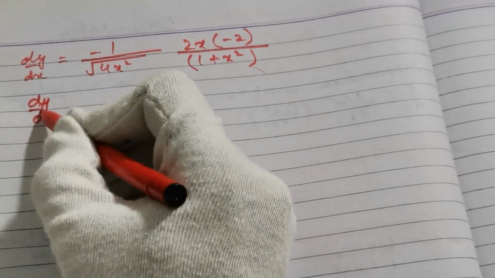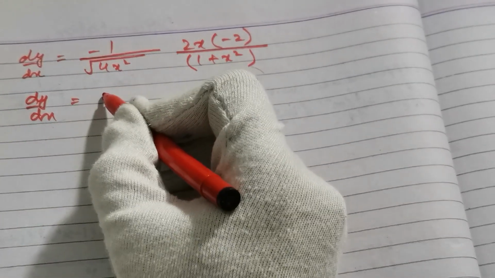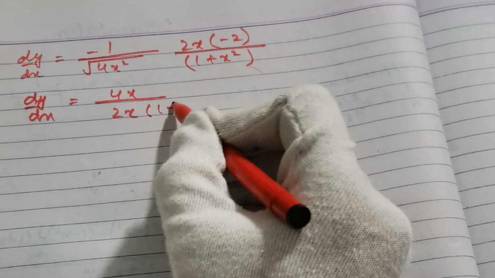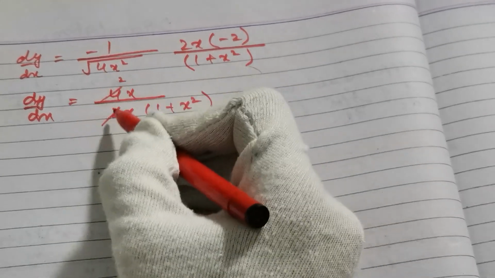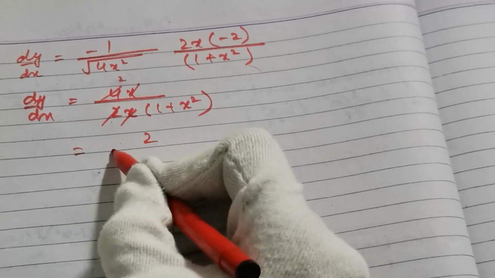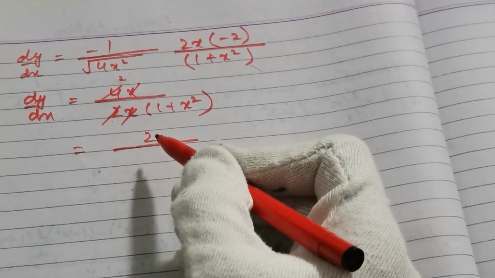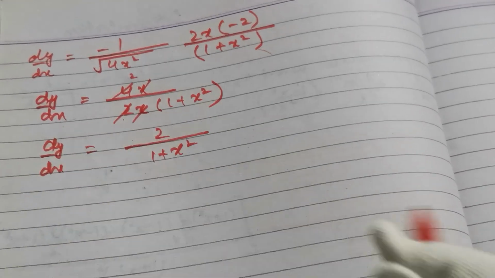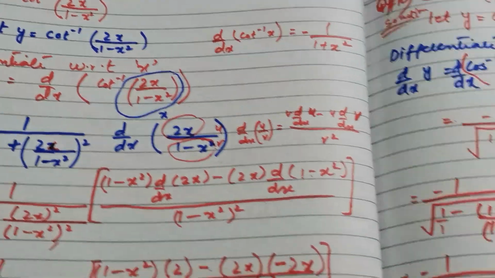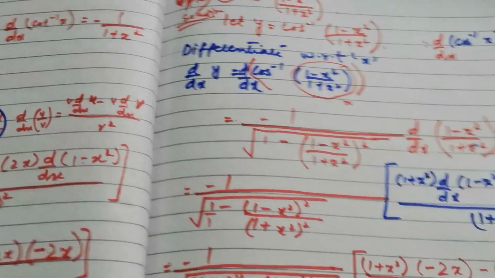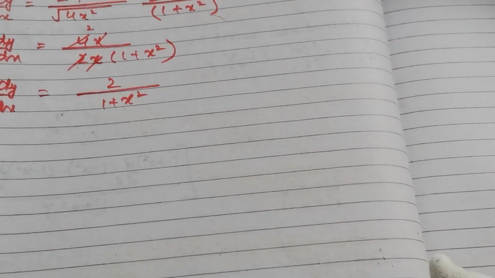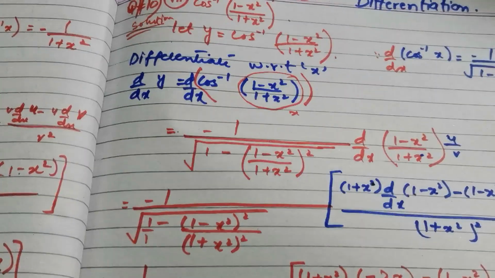Now dy by dx is equal to minus, plus 2 into 4x divided by under root 4x square, so 2x becomes 2x, 1 plus x square. 2 and 2 are 4x, and it's cancelled. So dy by dx is 2 by 1 plus x square. So the derivative of cos inverse of (1 minus x square) divided by (1 plus x square) is equal to 2 by 1 plus x square, which is our required solution.